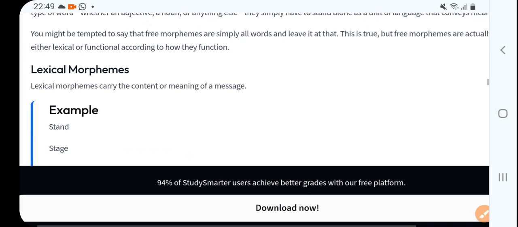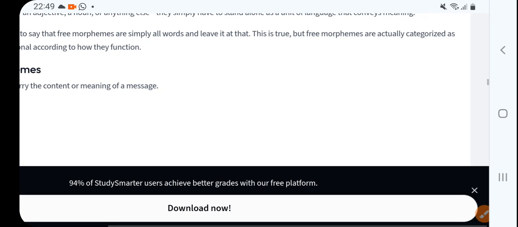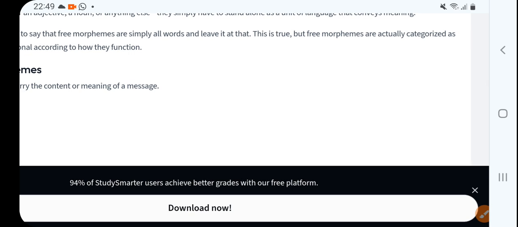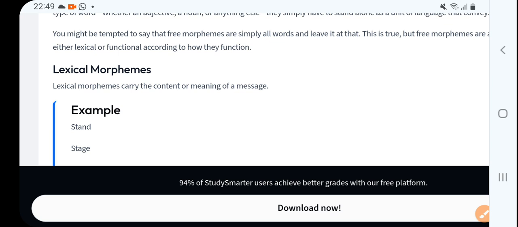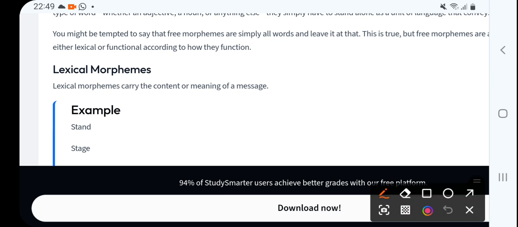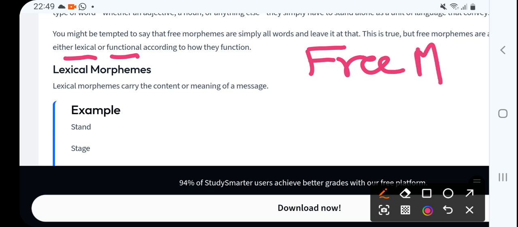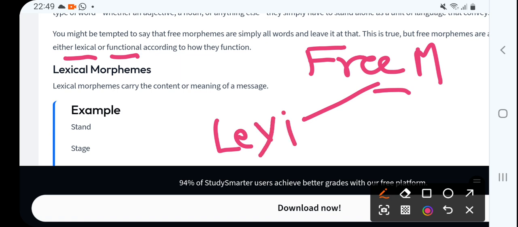Okay. You might be tempted to say that free morphemes are simply all words and leave it at that. That is true. But free morphemes are actually categorized as either lexical or functional according to how they function. So again, free morphemes are divided into two categories: number one, lexical, and number two, functional.